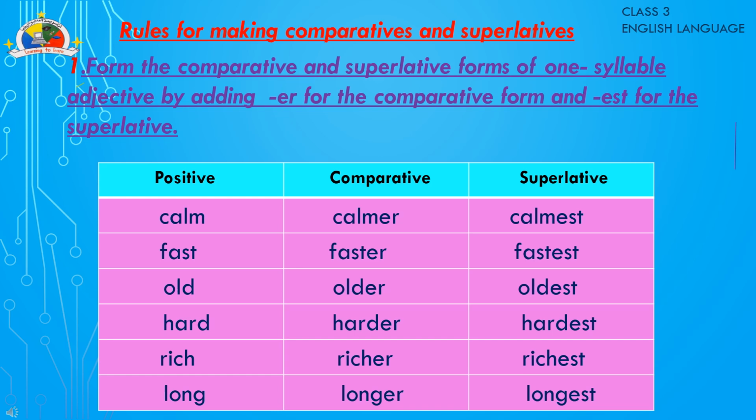Fast has one syllable, so the comparative form is faster. We add er to form comparative with one syllable adjective and est in the superlative form. Fast, fastest. Calm, calmer, calmest. Old, older, oldest. Hard, harder, hardest. Rich, richer, richest. Long, longer, longest.